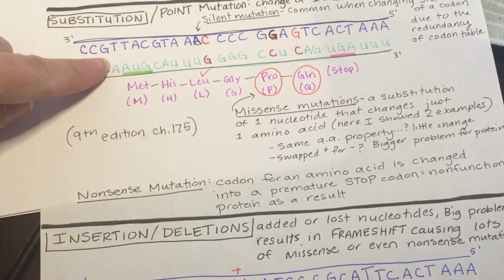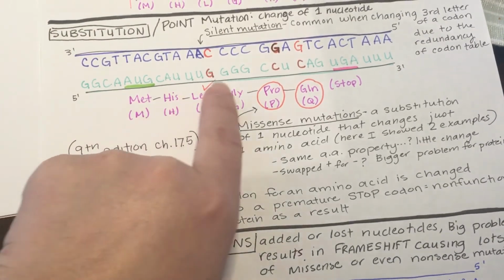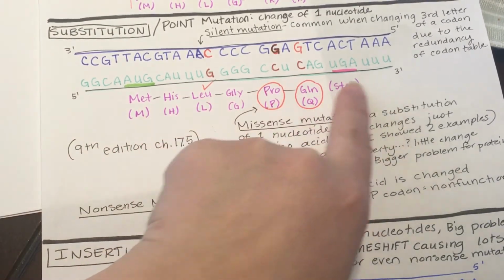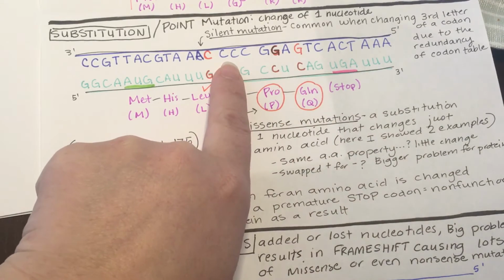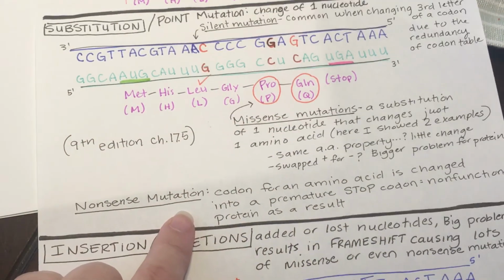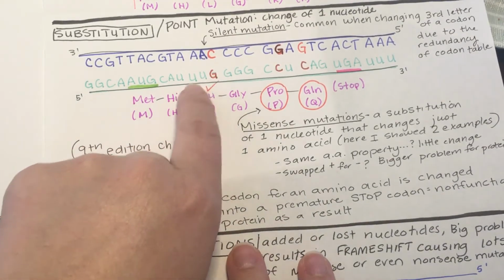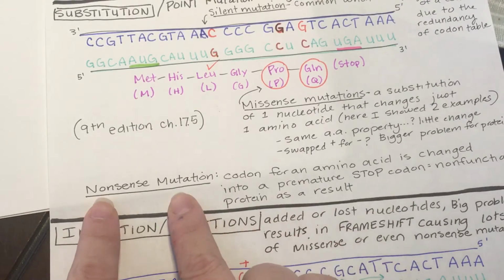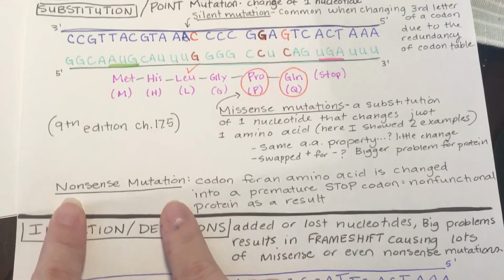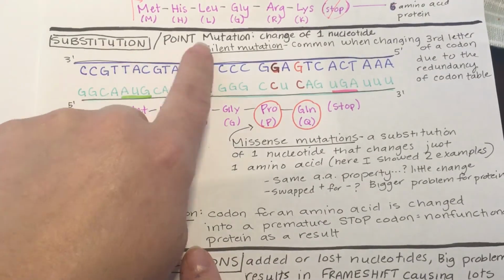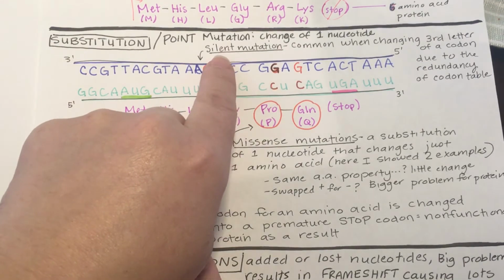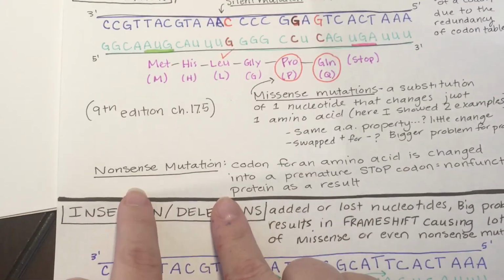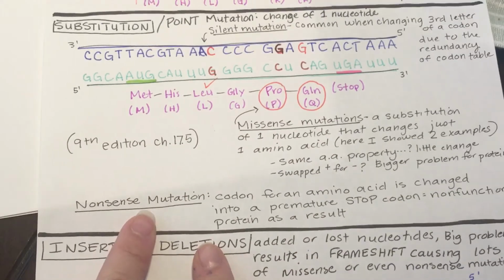The other one here is if we had a substitution, changing one of the DNA letters, but we end up coding for an early stop codon. So maybe we had a UGA over here instead, and we ended everything. That would be a nonsense mutation, okay? So, substitution mutation: we can get silent, missense, or nonsense. These are kind of our outcome choices.